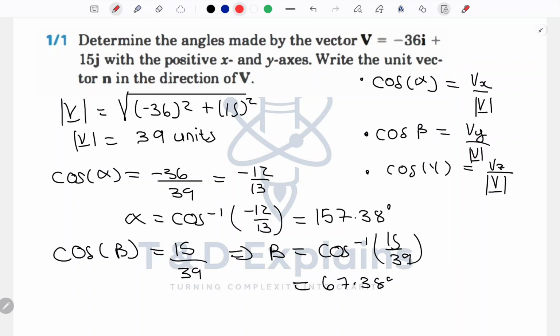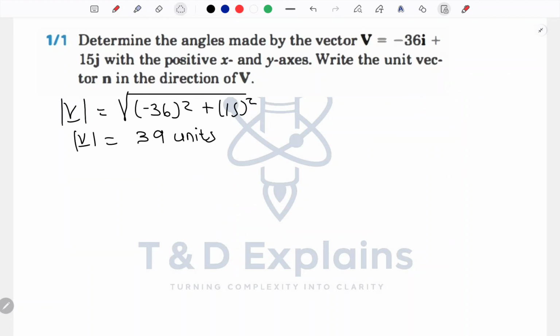And one important thing to emphasize is that direction cosines are referring to the angles made with the positive axis. It doesn't matter whether it's the positive x, y, or z.